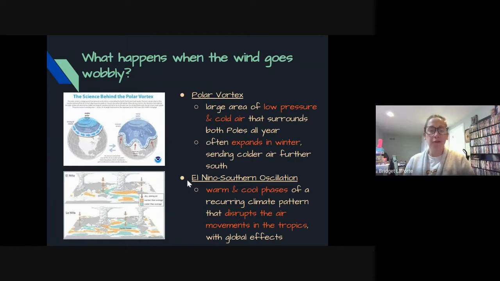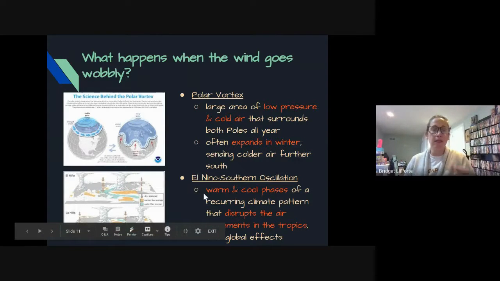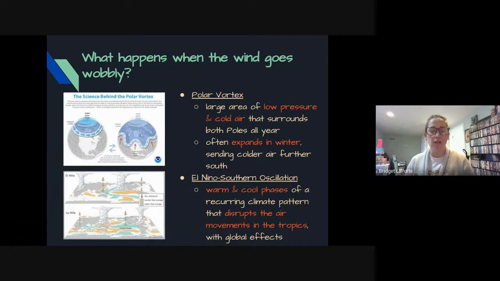You also have another phenomenon that relates to wind called El Nino, or the Southern Oscillation, sometimes La Nina, depending on the season. And basically, these are two phenomena, two global climate pattern changes that have to do with a warmer and a cooler phase.